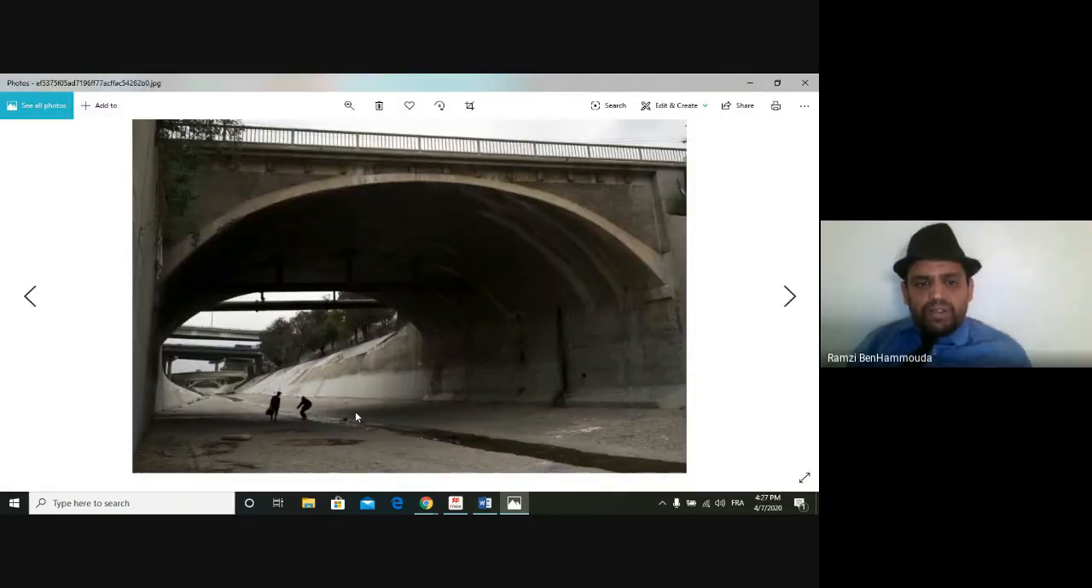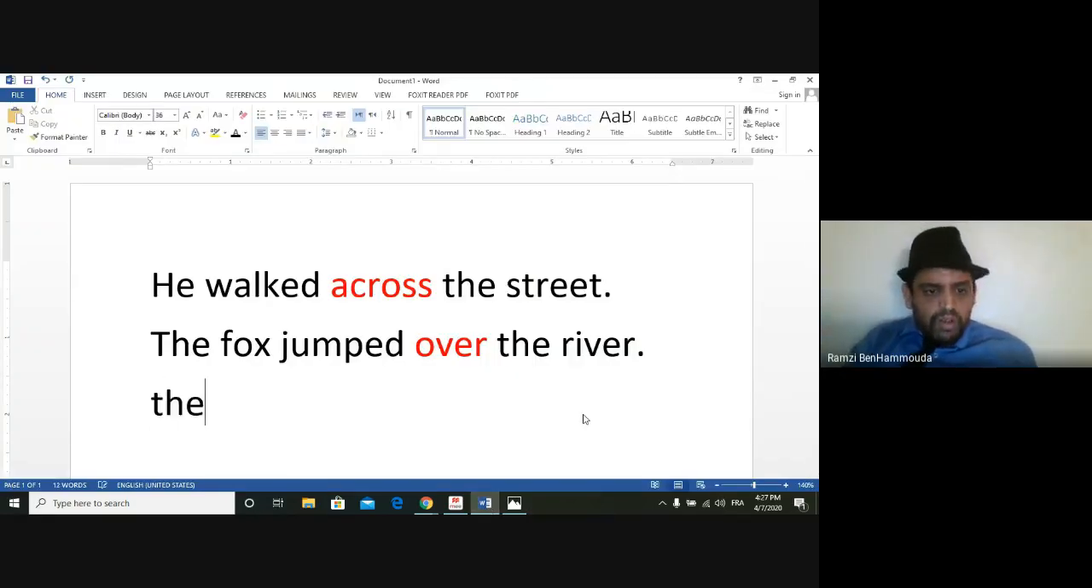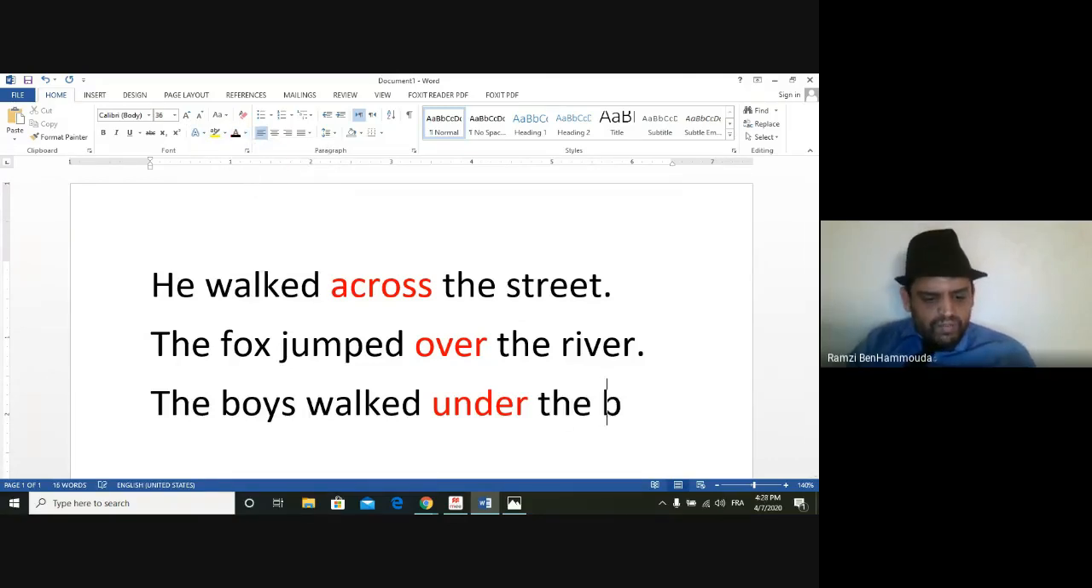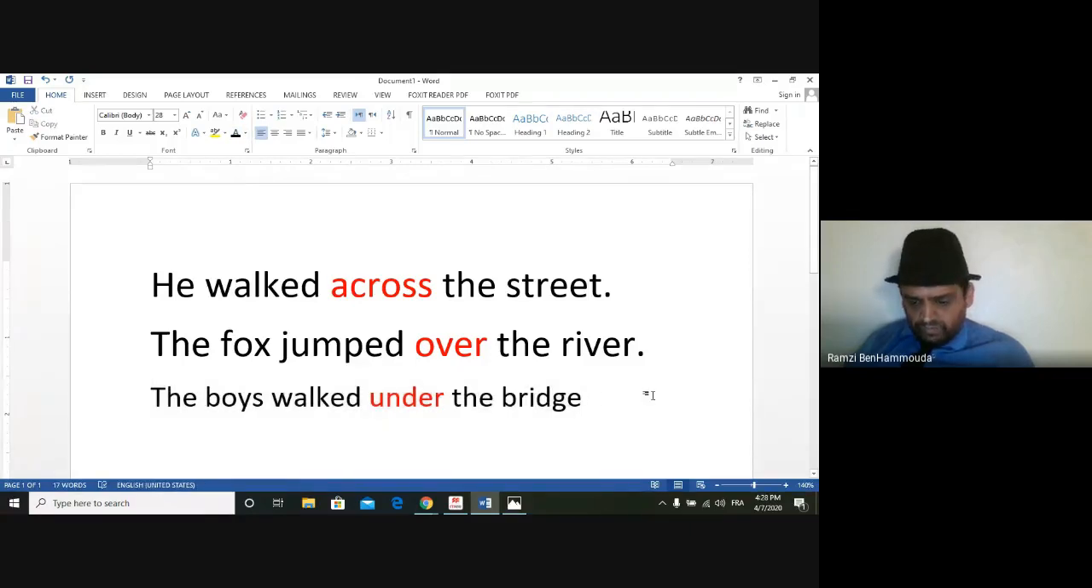Next picture. This is this one. Here, look at the two boys or the two men. Here, they are walking, right? And they are walking where? They are walking under the bridge. Under. Okay, this is the bridge, as you can see. This is the big one. And the two men are under the bridge. So I will write here, the boys walked. I'm gonna change the color. Under. Back to the black color. The bridge. I'm gonna make it smaller, so it's gonna be one sentence, one line. The boys walked under the bridge. Next picture.